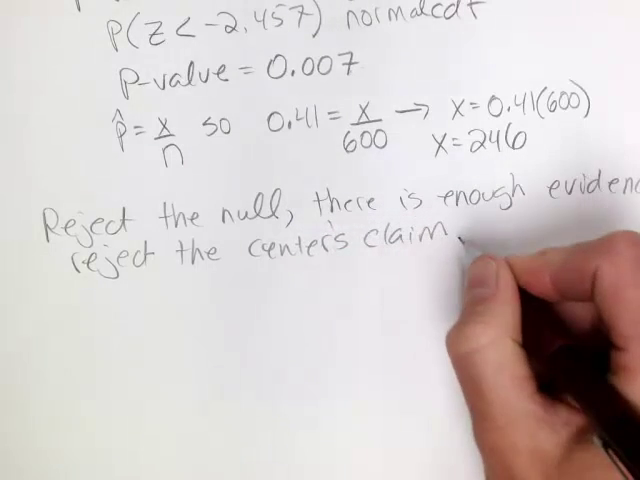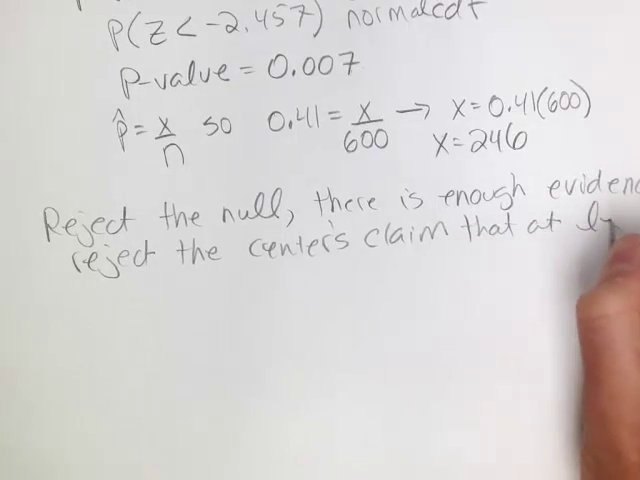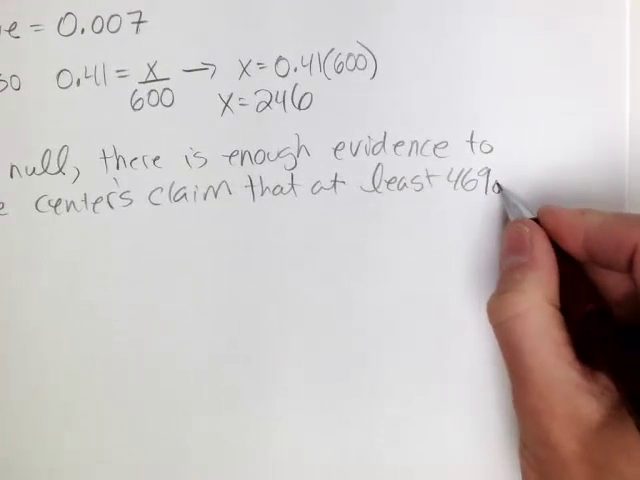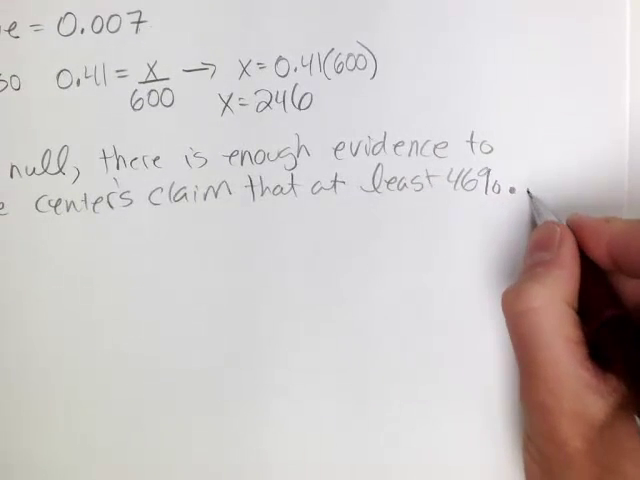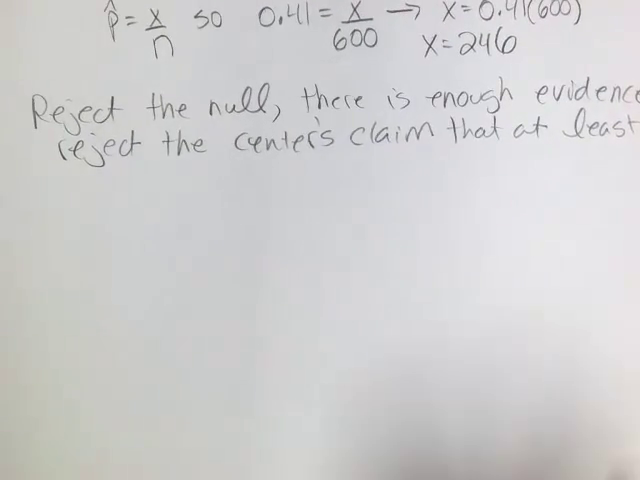Then I can include that at least 46%, etc., etc. So I'd want to restate that in plain English.